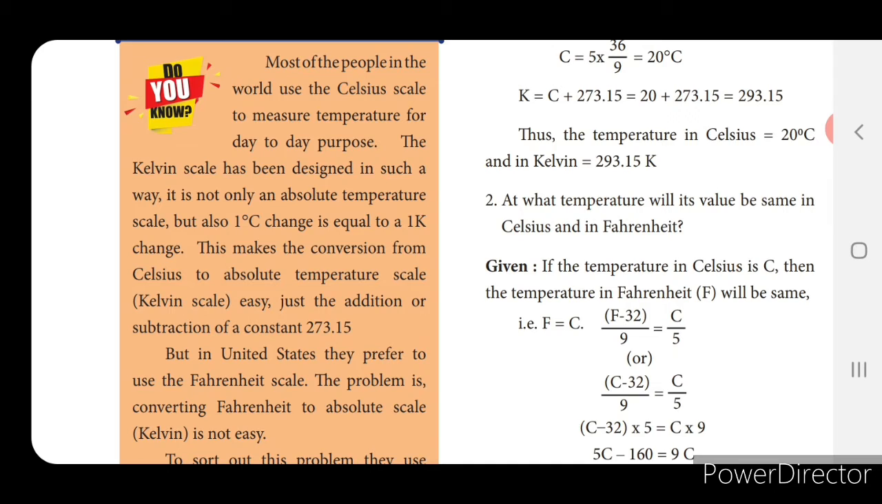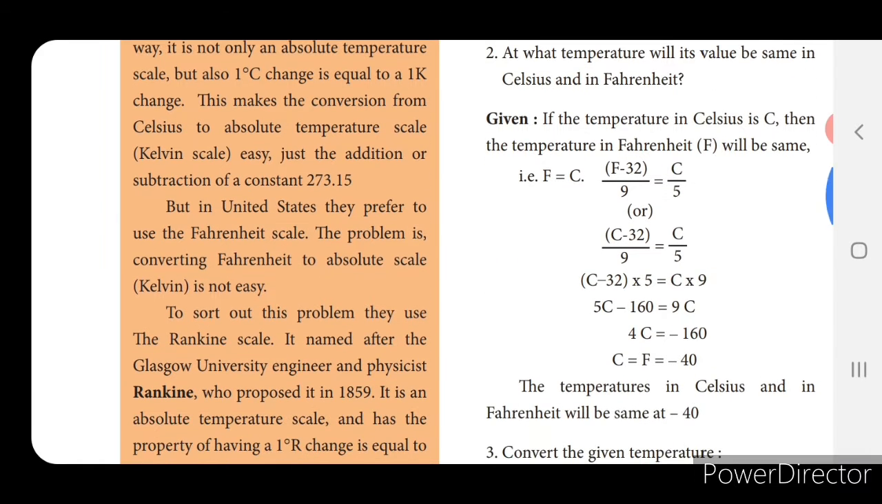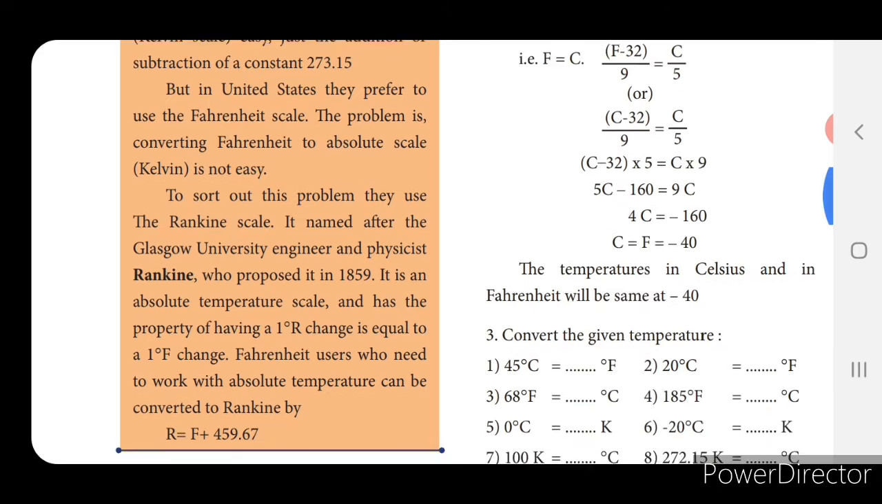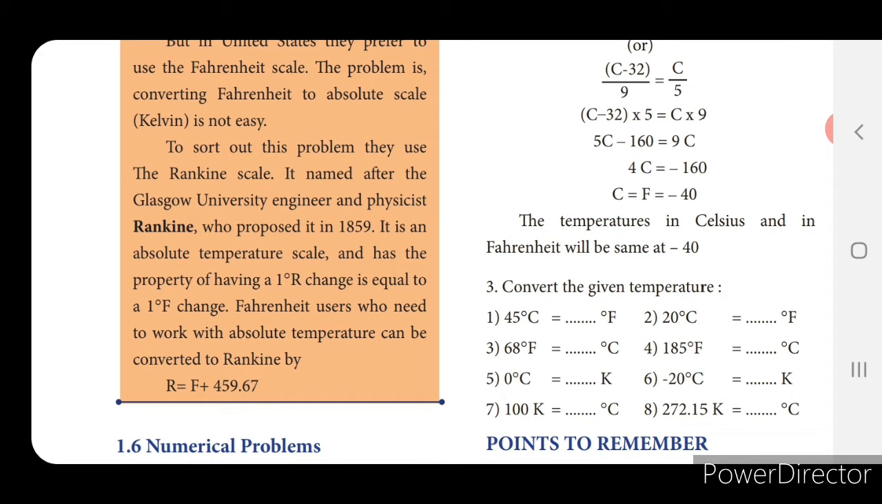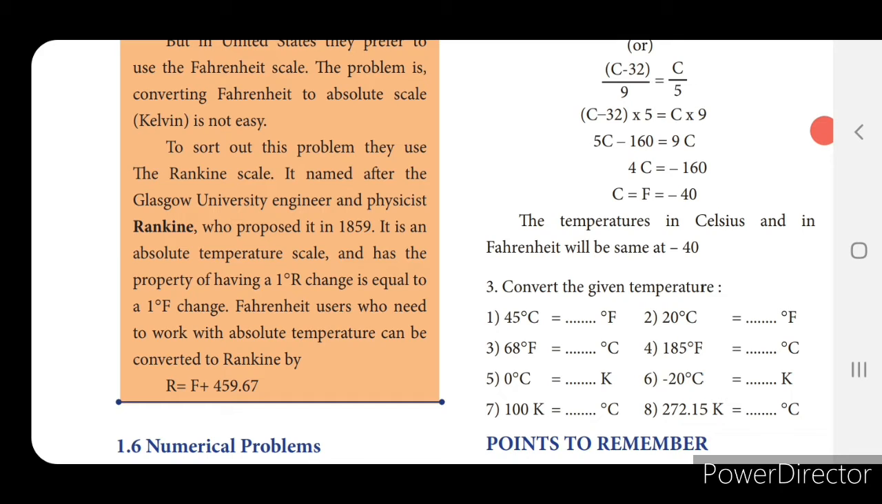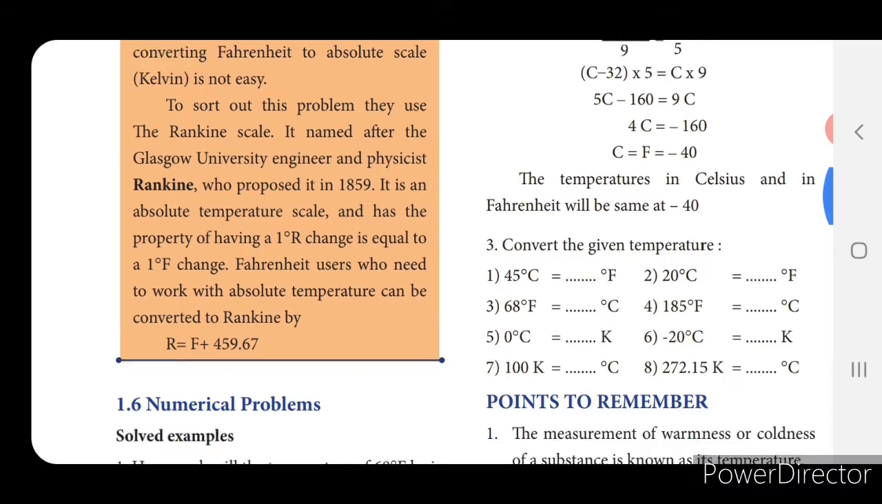273.15. But in United States, they prefer to use the Fahrenheit scale. The problem is converting Fahrenheit to absolute scale is not easy. So to sort out this problem, they use the Rankine scale. It is named after the Glasgow University engineer and physicist Rankine, who proposed it in 1859. It is an absolute temperature scale and has the property that 1 degree Fahrenheit change is equal to 1 degree Rankine change, and Fahrenheit users who need to work with absolute temperature can convert to Rankine by R is equal to F plus 459.67.